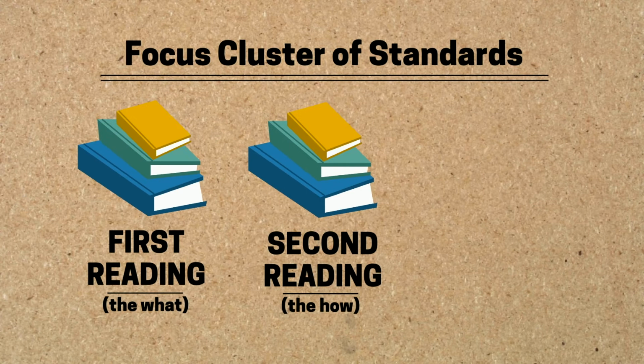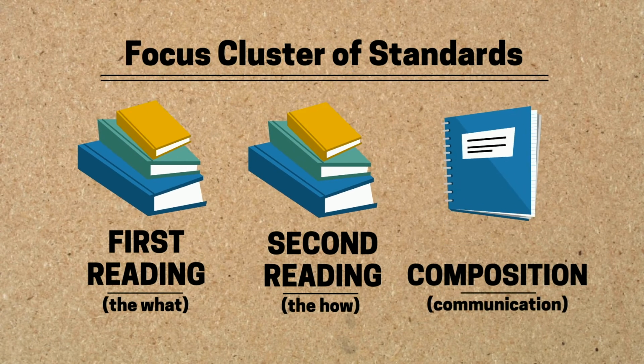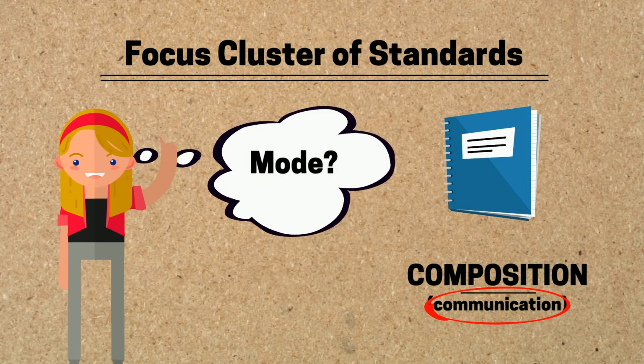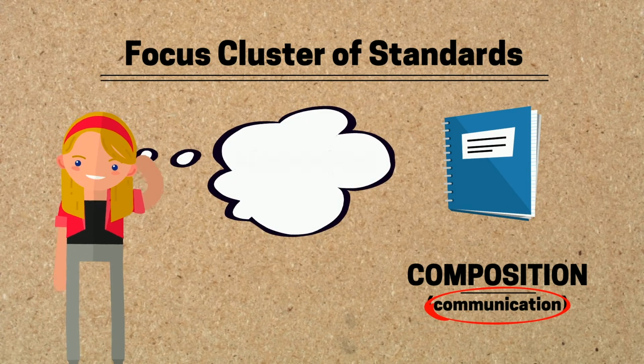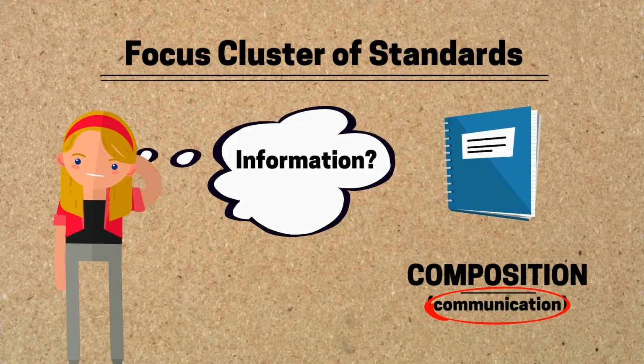The third standard in the cluster, the composition standard, articulates how students will communicate their thinking. What is the mode and structure of their writing? What type of information and evidence will be included? Let's look at how this works.